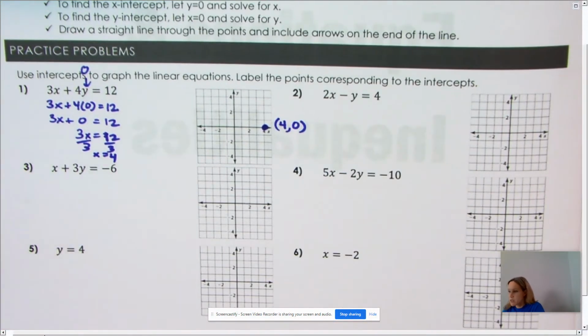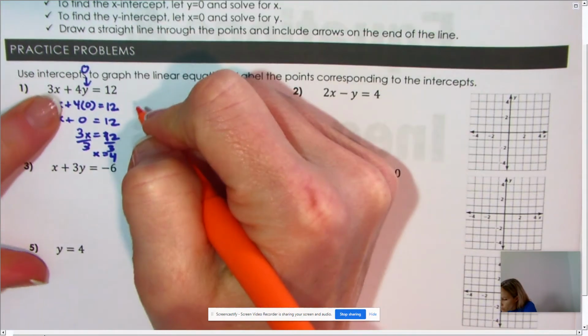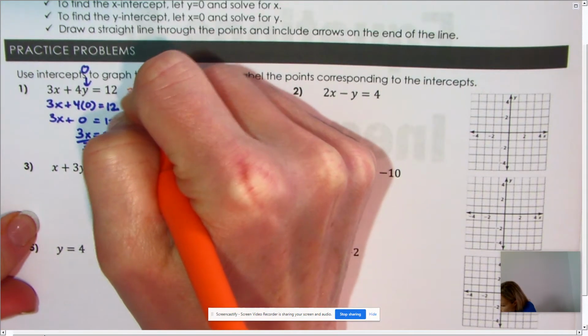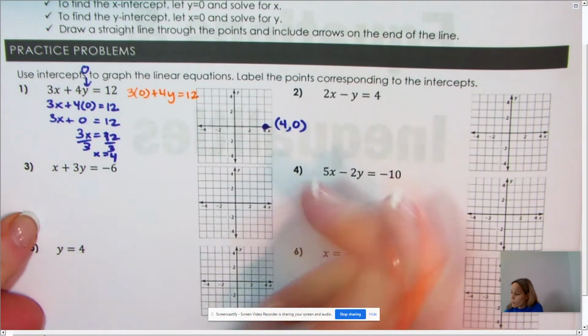Let me switch colors here just so you guys can see I'm moving to something else. So I'm going to put a 0 where the x is. So I'm going to go 3 times 0 plus 4y equals 12.